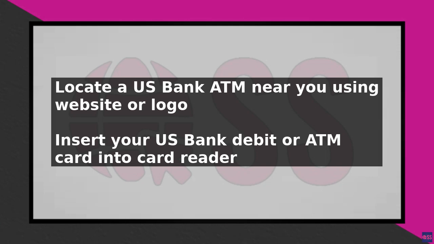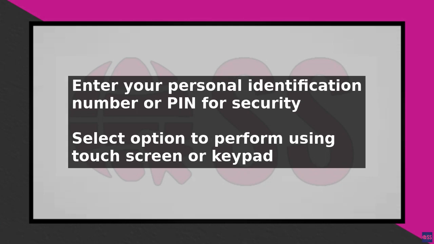Once you have found an ATM, insert your U.S. Bank debit or ATM card into the card reader and enter your personal identification number, or PIN. This is a security measure to ensure that only you can access your account. After you have entered your PIN, you will be presented with a menu of options, including withdrawing cash, checking your balance, and transferring funds. Select the option you wish to perform by using the touch screen or keypad.